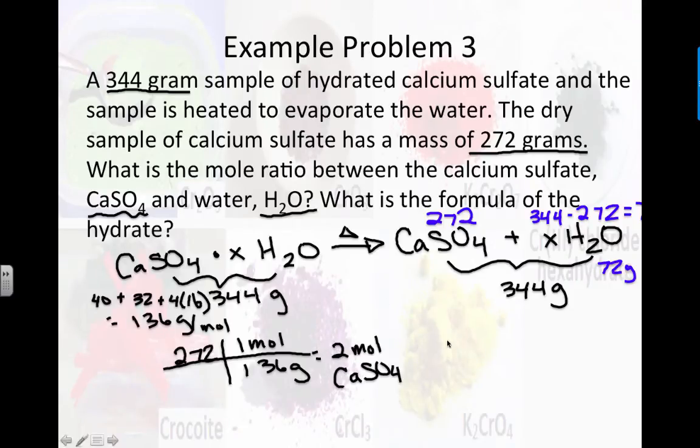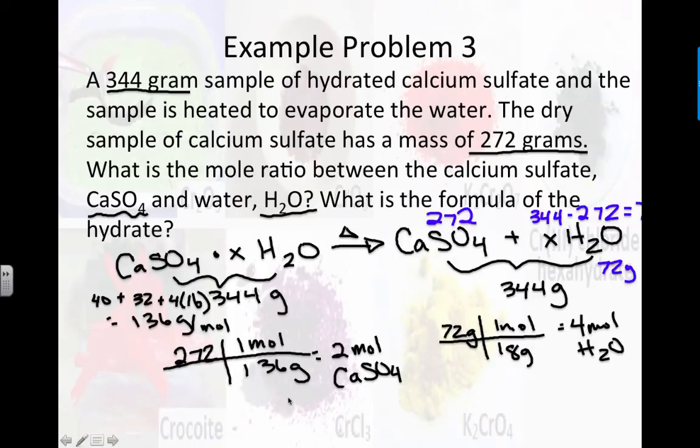Now let's look at the waters. We had 72 grams of water set free. And we know water weighs 18 grams per mole. So how many moles is that? 18 goes into 72 4 times. So if I write this formula, I would get 2 calcium sulfates for every 4 waters.